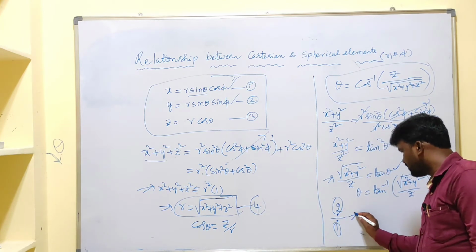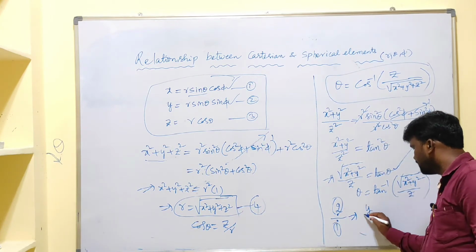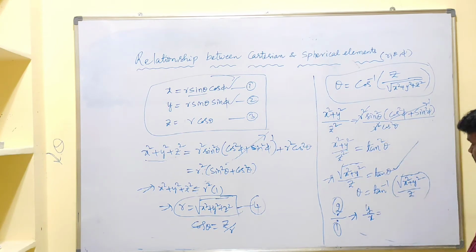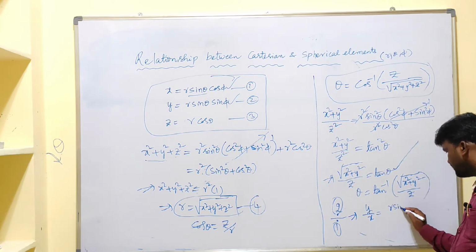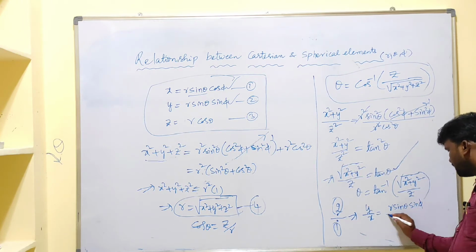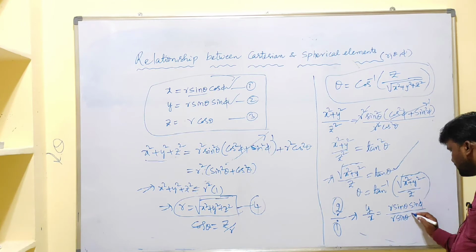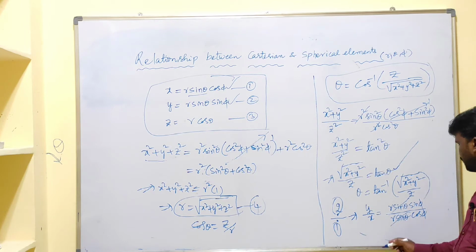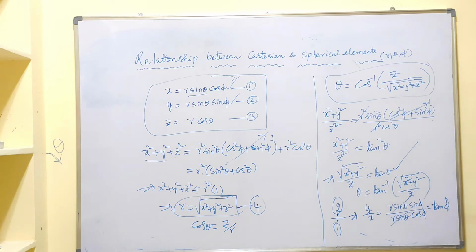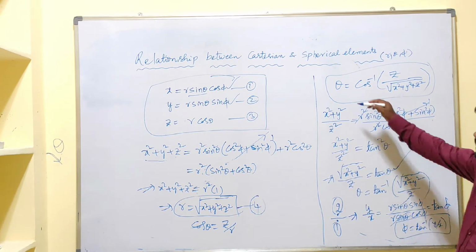Equation 2 by equation 1 implies y by x, that is r sin theta sin pi by r sin theta cos pi. Then finally r sin theta cancelled out. We can write sin pi by cos pi as tan pi. So it is tan pi, and pi equal to what? Pi equal to tan inverse of y by x.